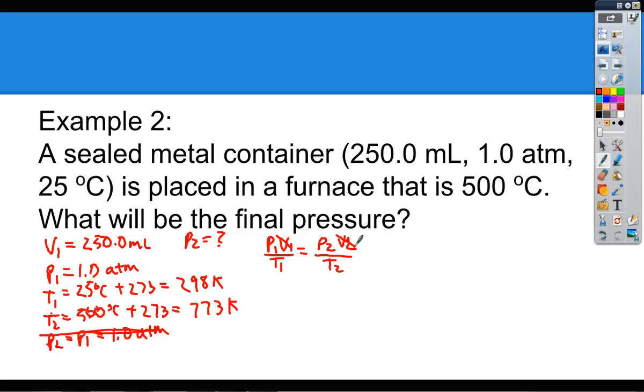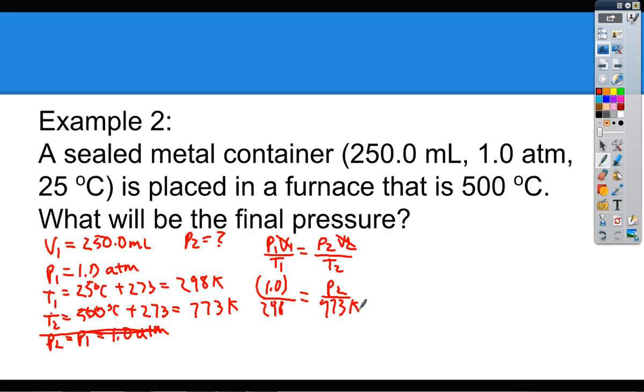So really this is a Gay-Lussac's problem, but we're going about it by looking at the combined gas laws. All right, so now let's do our problem. We have 1 atmosphere. We don't need to worry about volume, so we're going to go over T1, which is 298. Okay, equals to what? P2, well, we don't know what P2 is. That's our unknown, over T2, which is 773.